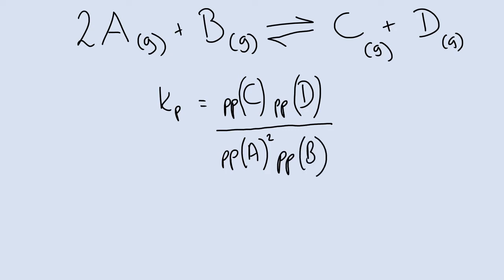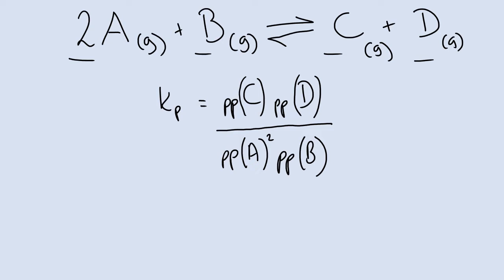So Kp is deduced from the balanced equation, but we do not use square brackets, we use curved brackets, and it's partial pressures. The Pp you can just get away with a single P. Sometimes you see P inside the brackets, sometimes you see it outside the brackets. But the important thing is do not use square brackets here.